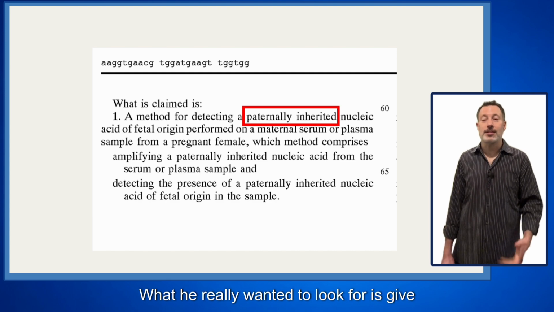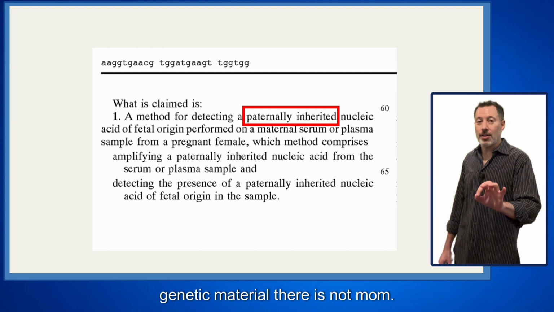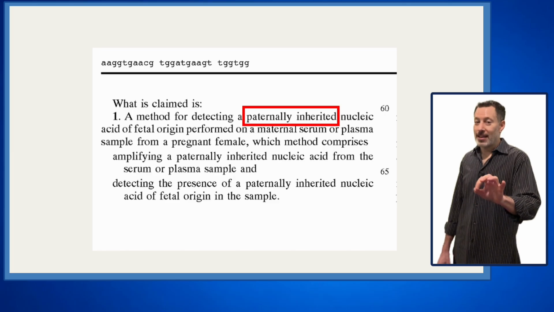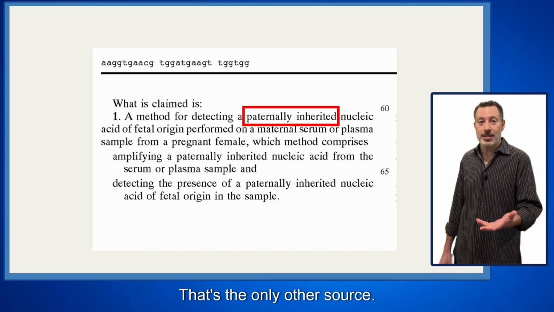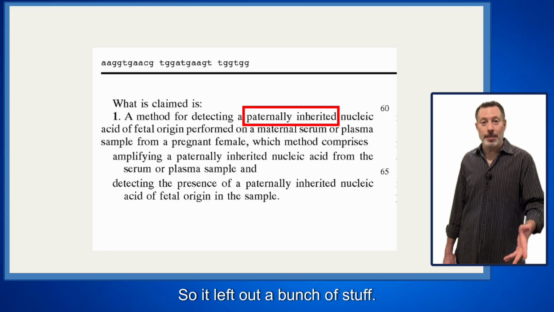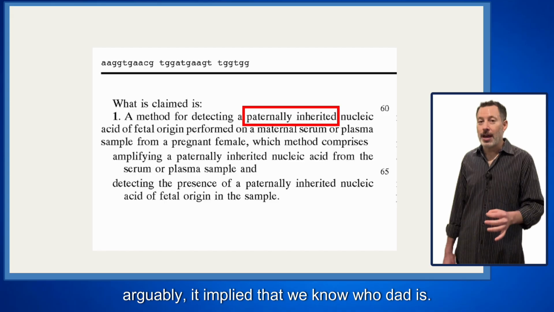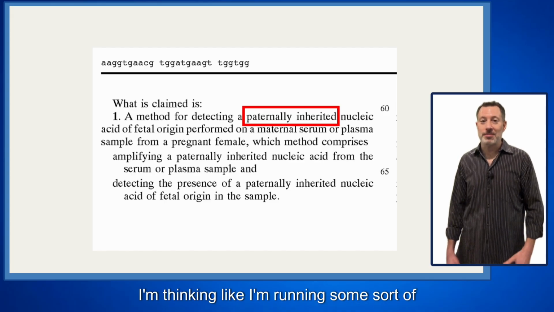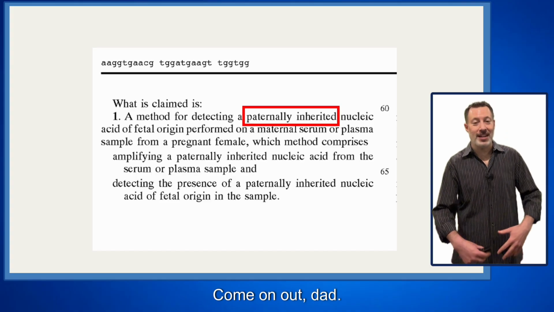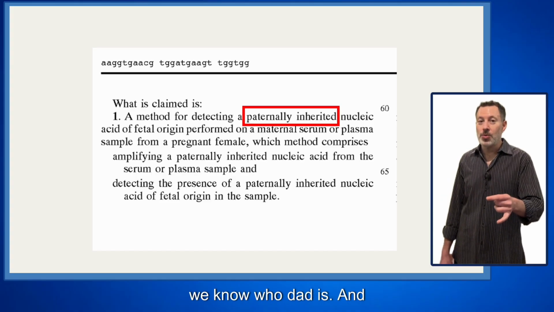What he really wanted to look for is: give me a blood sample from mom, and if any of the genetic material there is not mom, it must be baby. That's the only other source. But they wrote paternally inherited, so it left out a bunch of stuff, and arguably it implied that we know who dad is. I'm thinking like I'm running some sort of really bad talk show now. Come on out, dad! But paternally inherited sounds like we know who dad is.